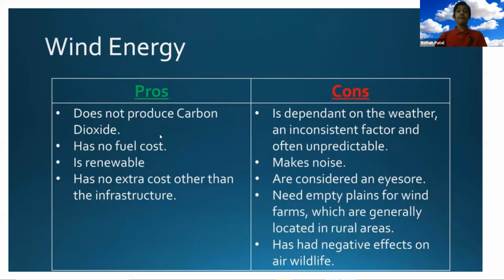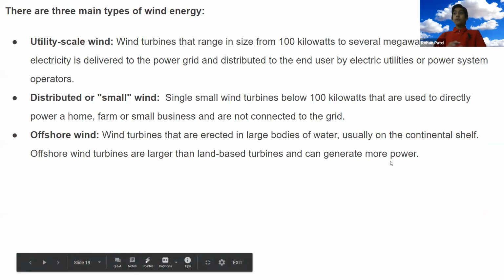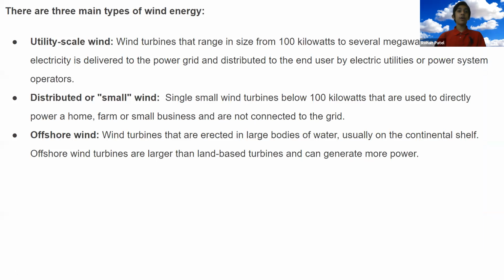Also, it has negative effects on birds and air wildlife. There are three main types of wind energy: the utility scale wind, distributed or small wind, and offshore wind. Utility scale winds range in size from 100 kilowatts to several megawatts, where the electricity is delivered to the power grid and distributed to the end user by electric utilities or power system operators.